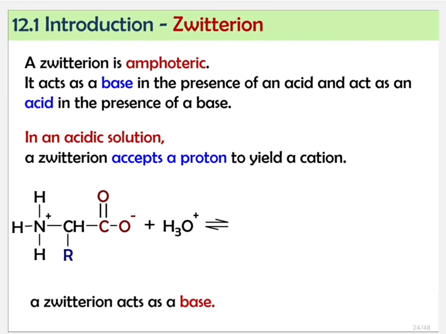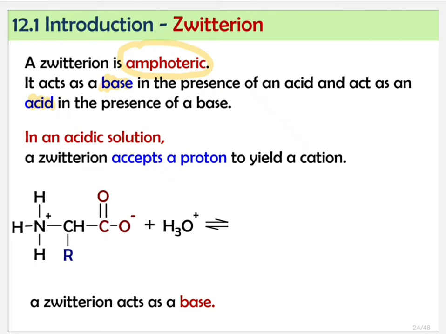Jadi, the next thing that you have to know is the properties of the Zwitterion. So Zwitterion is amphoteric. So amphoteric ini, actually kita dah pernah go through masa SEM 1. Apakah itu amphoteric properties? It will act as a base in the presence of acid and act as an acid in the presence of base. Jadi amphoteric ini dia special sikit sebab dia boleh jadi base, dia boleh jadi acid. So that depends on the solution.